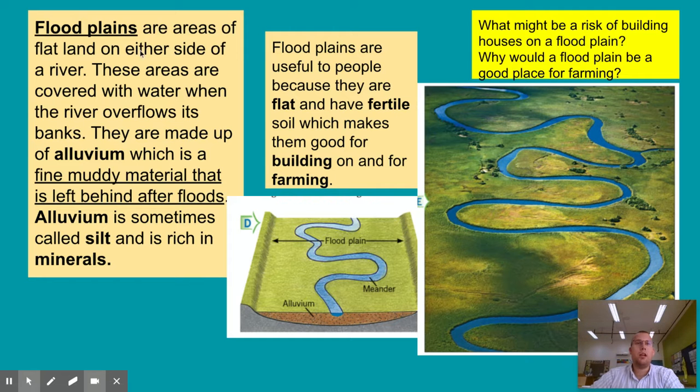So, floodplains are areas of flat land on either side of a river. These areas are covered with water when the river overflows its banks. These are made up of alluvium, which is a fine muddy material that is left behind after floods. Alluvium is sometimes called silt and is rich in minerals. Floodplains are useful to people because they are flat and have fertile soil, which makes them good for building on and or farming. Okay, what might be a risk of building houses on a floodplain?